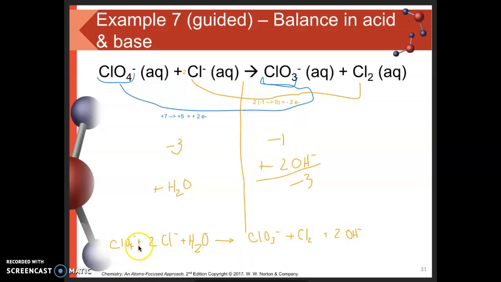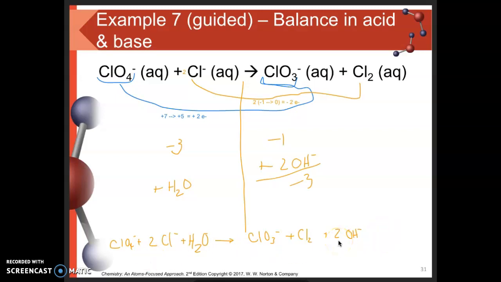Chlorines, again, 1 plus 2, that's 3 here. 1 plus 2, that's 3 over here on the product side. Oxygens, I've got 4 here, plus 1 more is 5. I've got 3 here, plus 2 more is 5. And for the hydrogens, I've got 2 there and 2 there. I'm all set. So this is my balanced equation in base.